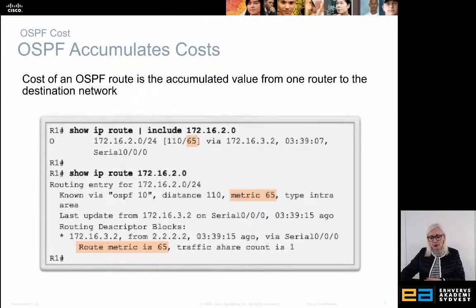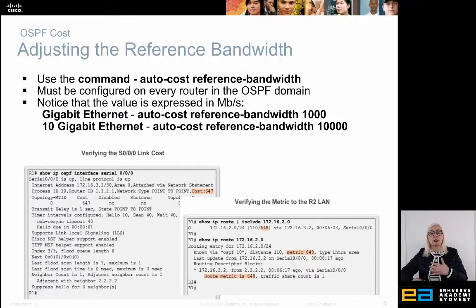We can change that. And if I want to see the cost, first of all, I can use the command show ip route, and here 65 is the metric. That is the cost for this route. And it's something that it will accumulate. So if I have a 64 plus 1, that will give me a 65 in metric, for instance.